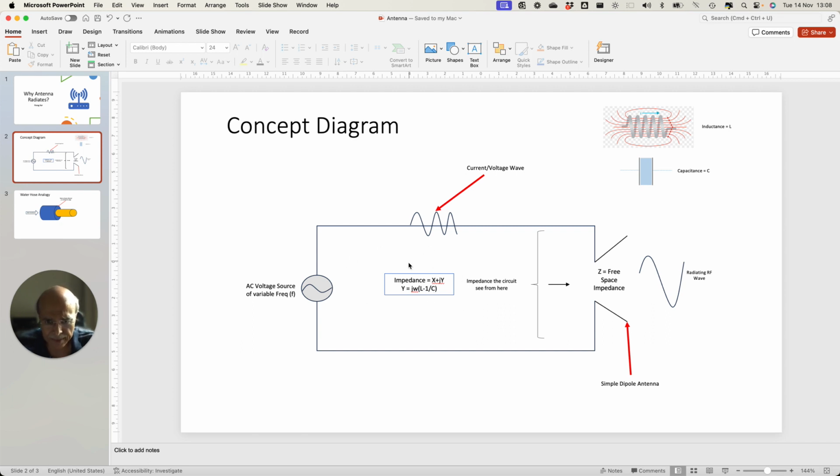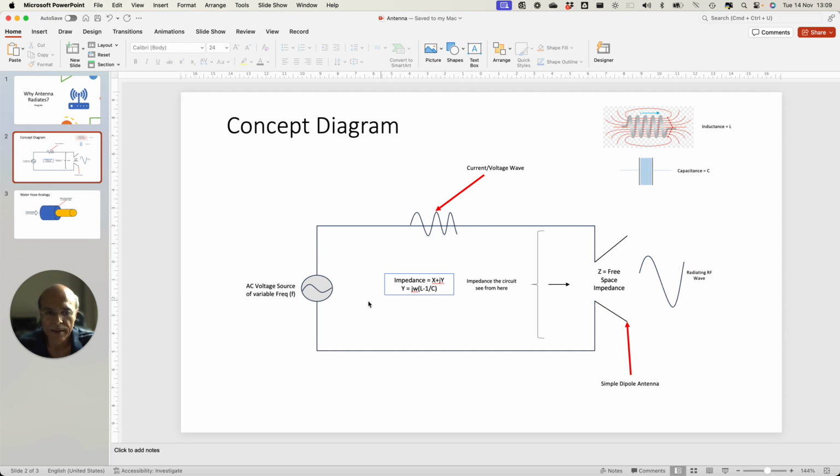Now, when the impedance of this particular circuit matches the impedance of free space, only then does seamless propagation of RF waves into free space happen, with the antenna radiating most efficiently. So what the circuit sees from here has to match the free space impedance.